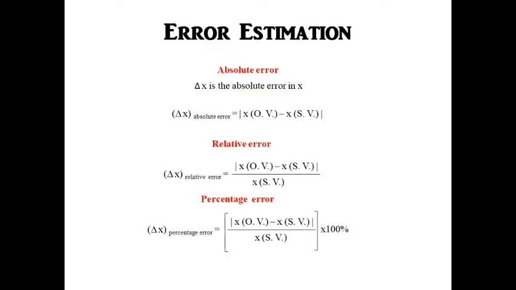Error estimation. There are three popular ways to calculate the error: absolute error, relative error, and percentage error. In the case of absolute error, we take the difference between the observed value and the standard value. Here we take the mod, because sometimes the observed value is more than the standard value, and sometimes less. Simply, we take the difference between the two values. When we divide the absolute error by the standard value, this is known as the relative error, and when we convert it to a percentage, it is known as the percentage error.